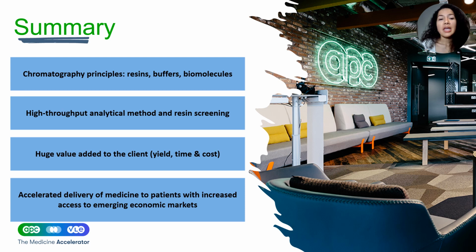In conclusion, in today's webinar, we navigated through the strategies that we have used to develop a very efficient second-generation downstream process. We discussed some chromatography principles, which are essential to develop a robust process. Then we talked about the high-throughput analytical and resin screening methods that we used, which were crucial to assess as many resins and process conditions as possible in a short period of time, saving us time and resources.